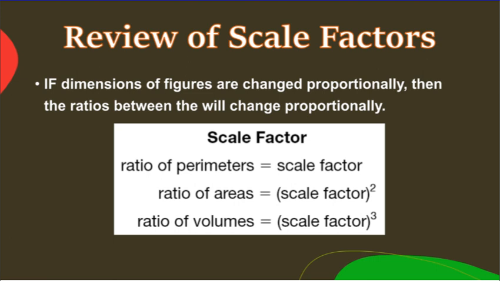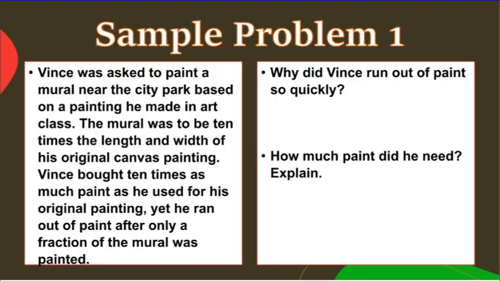So let's take a look at an example here. Vince was asked to paint a mural near the city park based on a painting he made in art class. The mural was to be 10 times the length and width of his original canvas painting. Vince bought 10 times as much paint as he used for his original painting, yet he ran out of paint after only a fraction of the mural was painted. Why did Vince run out of paint so quickly?